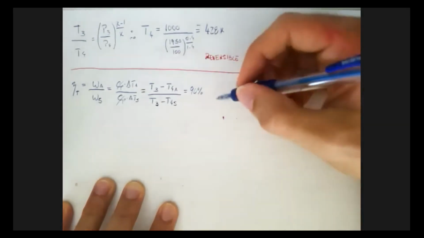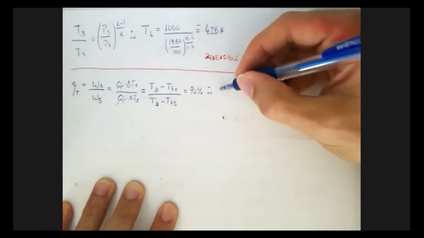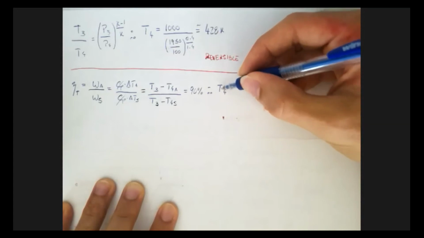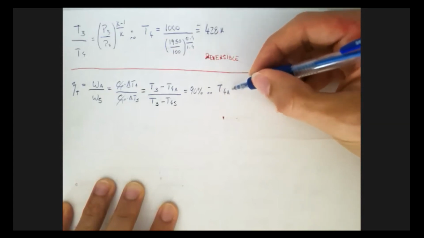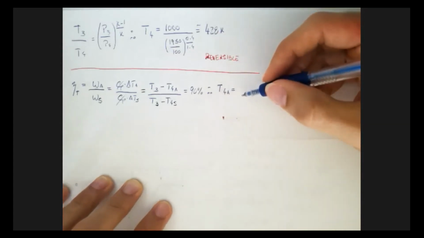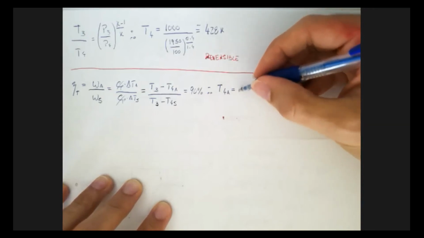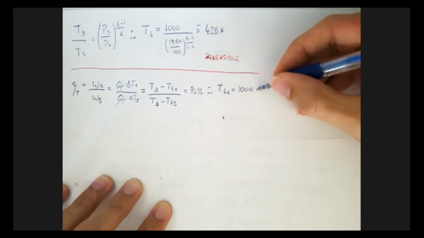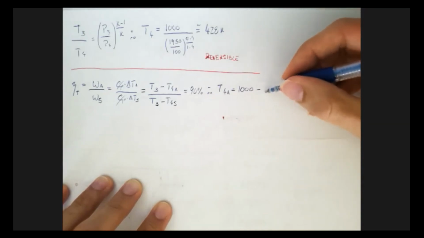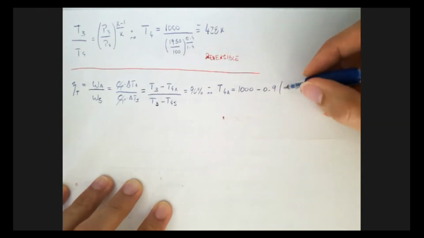So the only unknown here is T4 actual. Okay, my T4 actual is 1,000 minus 0.9 times 1,000 minus the ideal one.